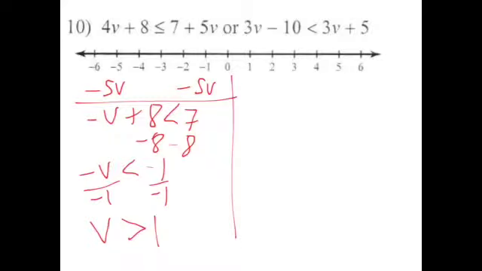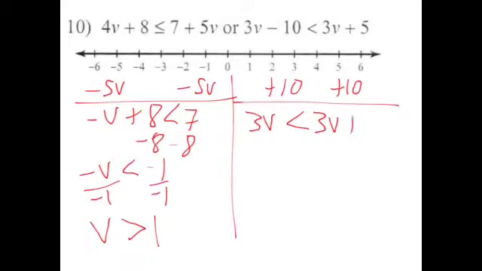Let's do the other one before we start graphing. On this one, let's add 10 to both sides to get 3v less than 3v plus 15. Now I'm going to subtract 3v from both sides to get 0 less than 15.